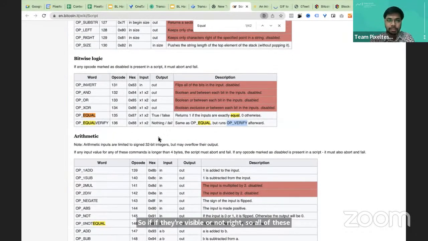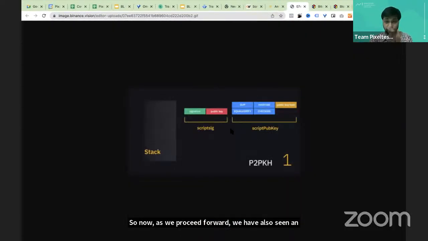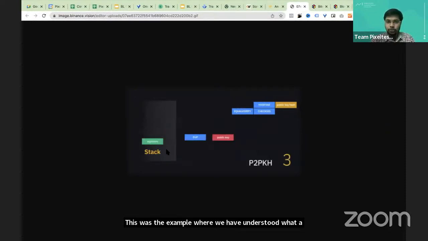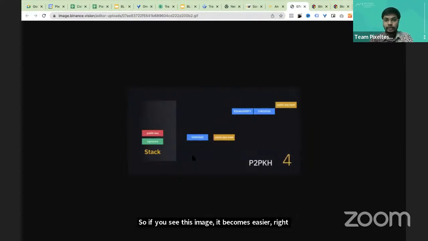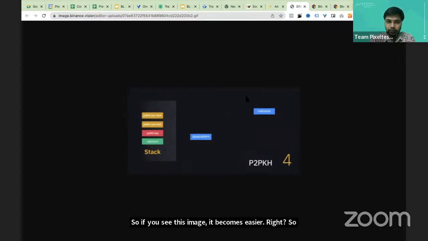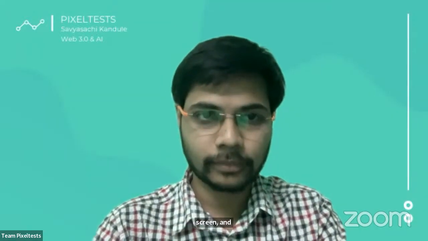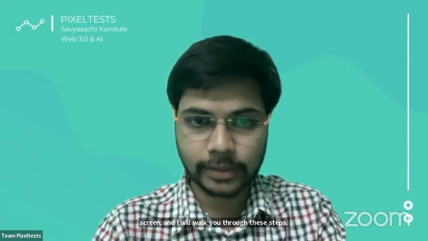So now as we proceed forward, we have also seen an example here. This was the example where we have understood what a stack consists of, right? So if you see this image, it becomes easier, right? So let me also, instead of a moving GIF, share my screen and walk you through these steps. Great. I hope my screen is visible now.